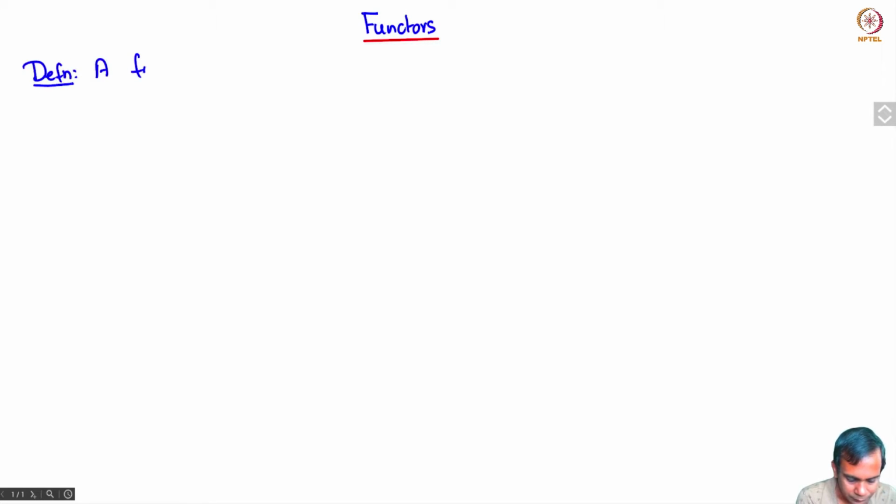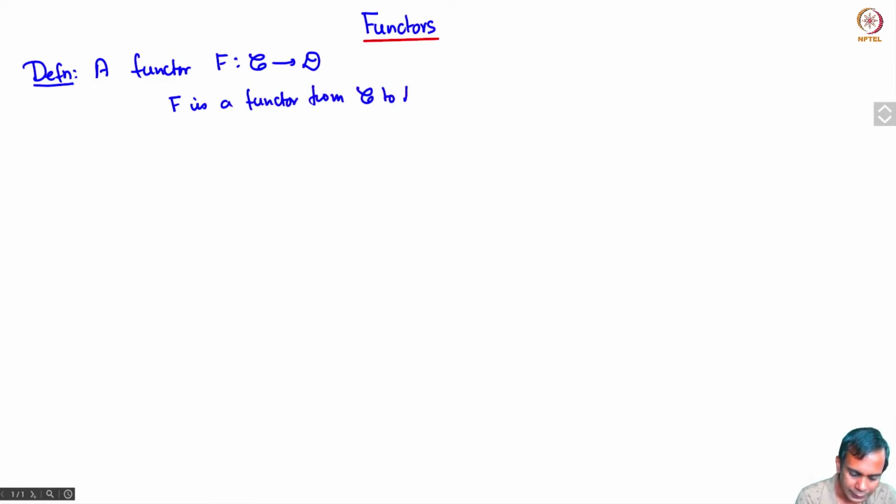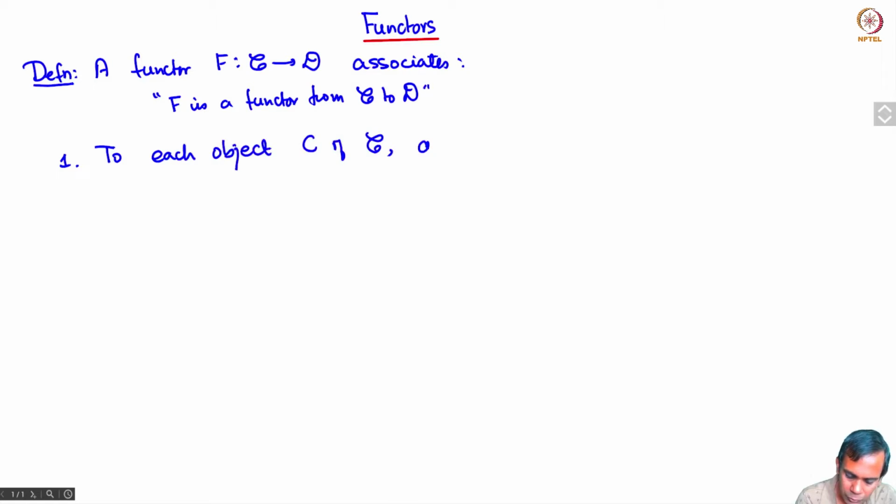A functor F. So now a functor relates two categories C and D. So what this notation means is that F is a functor from category C to category D. It associates, so first thing it does is to each object C of C, it associates an object F(C) of D.